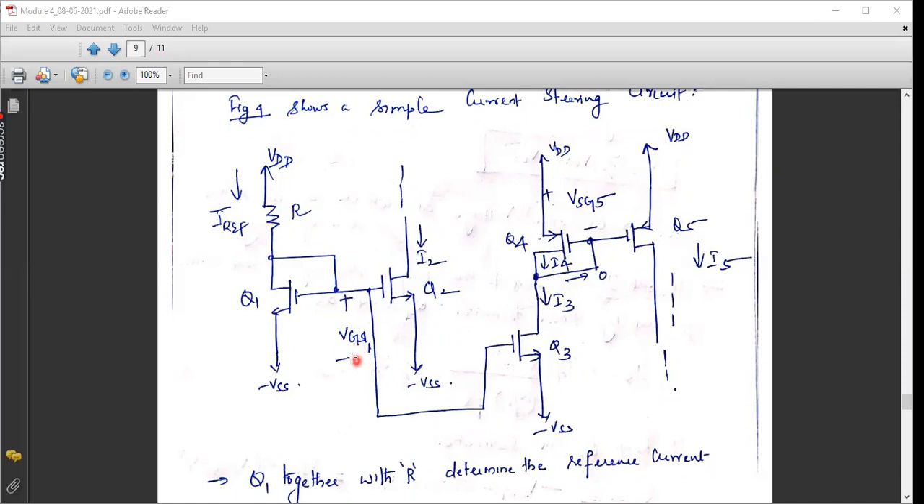Why is this VGS1, students? Because the gate is more positive than the source, because this is an N channel MOSFET, whereas this is a P channel MOSFET where the source is at a higher voltage than the gate. The source is having more positive voltage than the gate. Therefore, I will represent the gate source voltage as VSG, and the 5 indicates this is with respect to the transistor Q5.